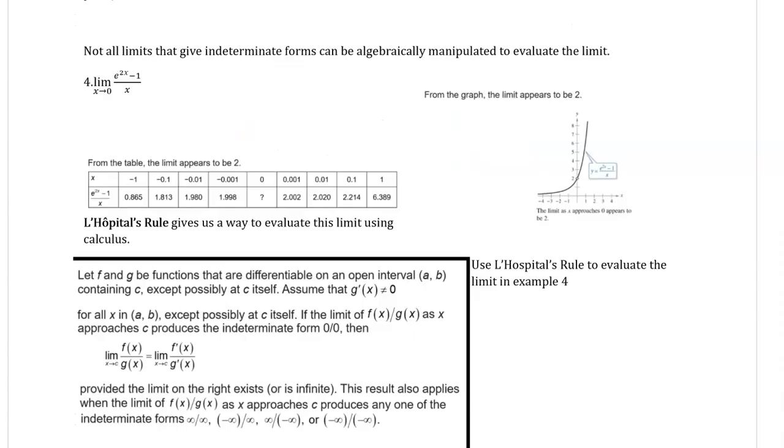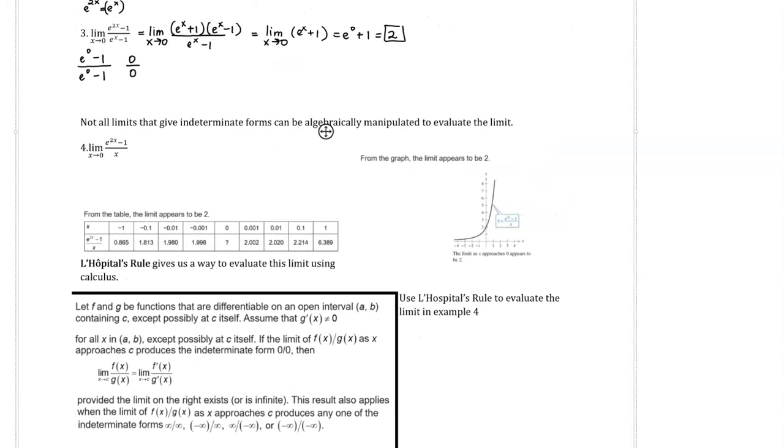For example, if I look at a variation of number 3, so I still have this e to the 2x minus 1 in the numerator, but now in the denominator I only have x. Notice that if I were to factor the numerator the same way that we did in number 3, it would not be helpful.